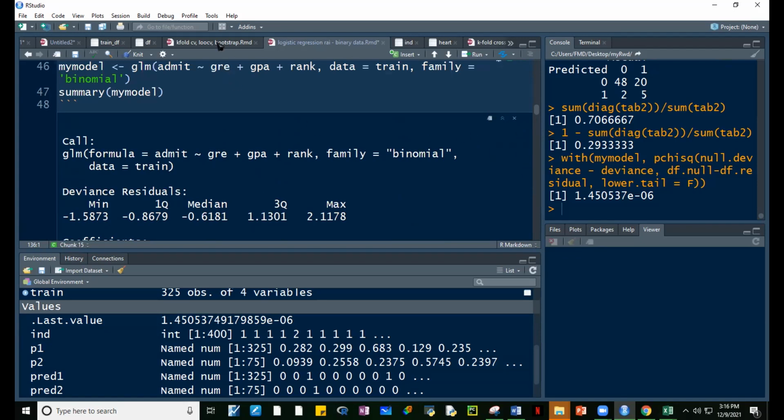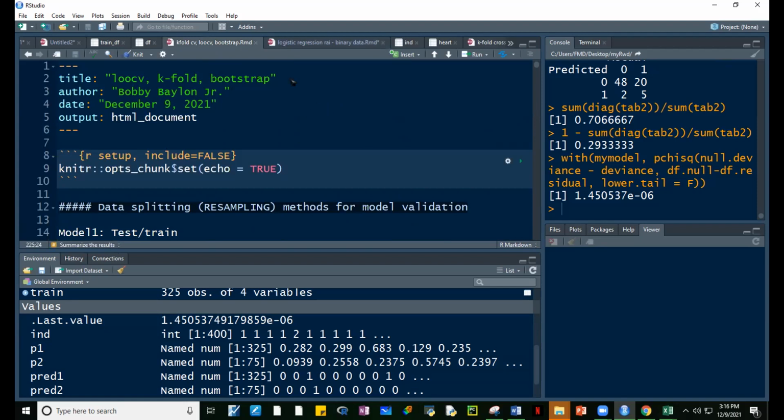Okay, let's go to this. Ito yung talagang lesson natin ngayon, no? Okay, we're going to learn the importance of resampling, okay, which is also known as data splitting. Kasi sa anumang machine learning tool, it's always standard practice to split your data.